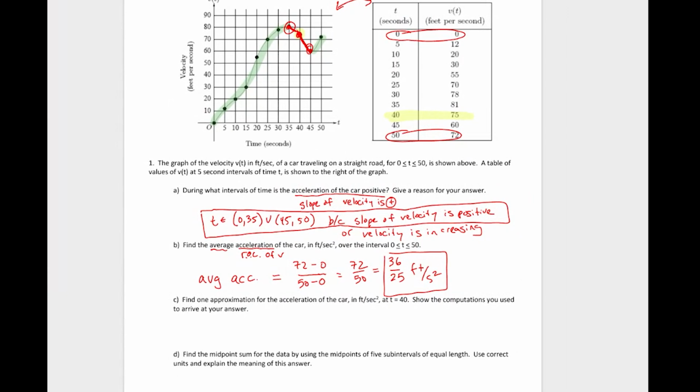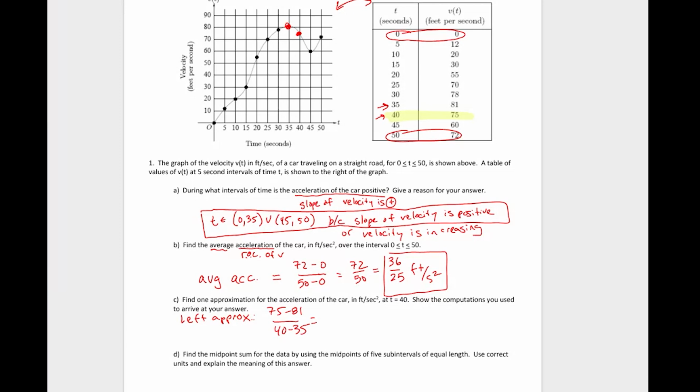Okay, so let's break down each one so you'll know if you got it right or not. Hopefully you worked this out ahead of time. But let's try the left approximation first. Again, you only need one of these, but I want to show you the different acceptable answers. So the left approximation would be the approximation given the point to the left of 40 and 40 itself. So in other words, we're going to use the time at 35 and the time at 40. So that would be 75 minus 81 over 40 minus 35.